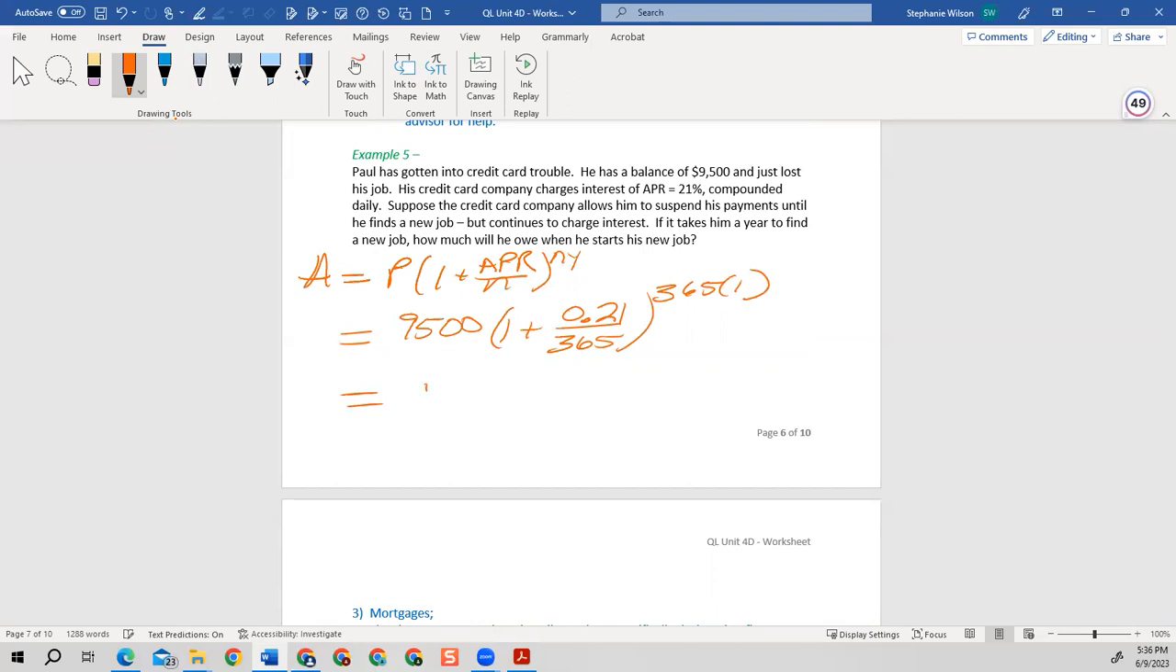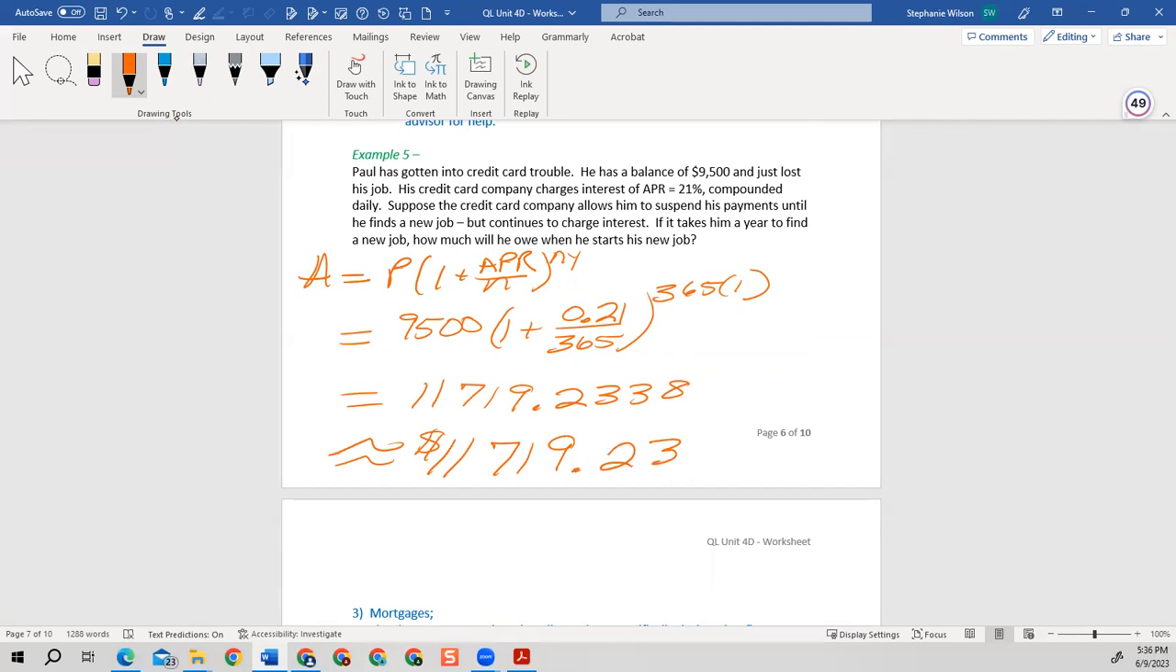So we end up with 11,719.2338, and I'm going to round to the nearest hundredths. So we're going to end up owing $11,719.23 by the end of that year before he starts making any payments.